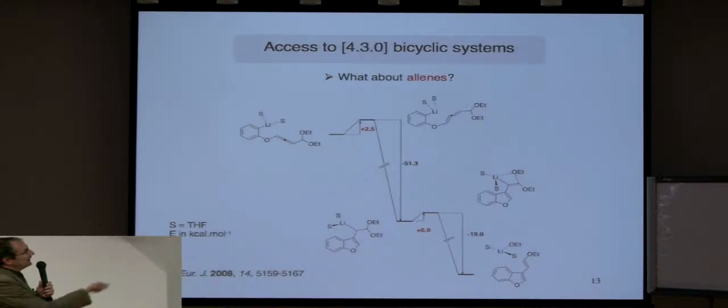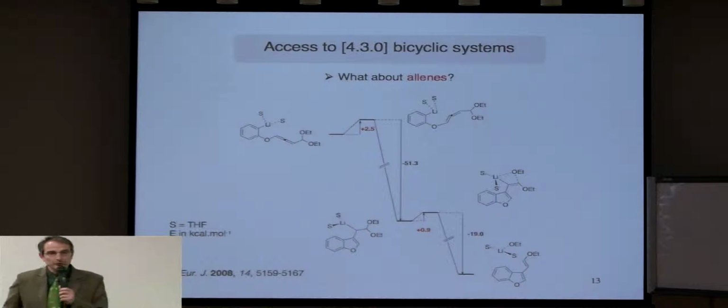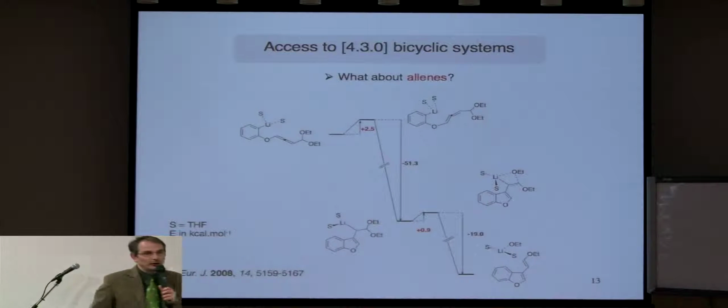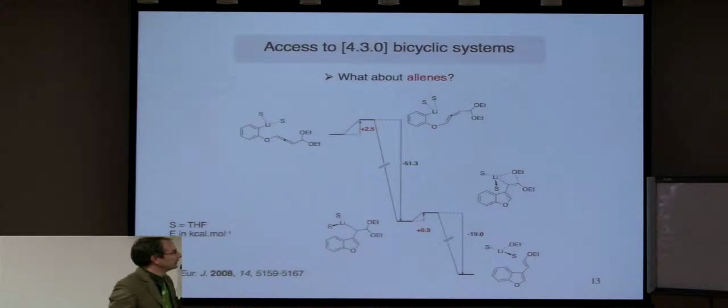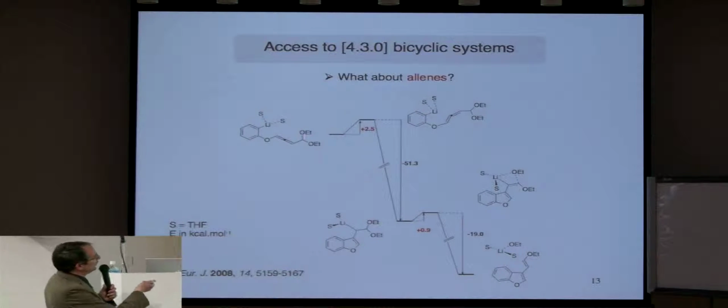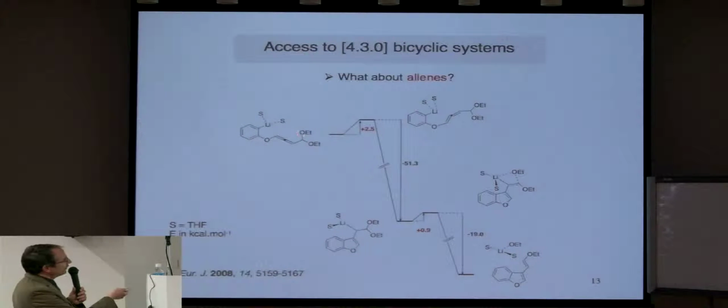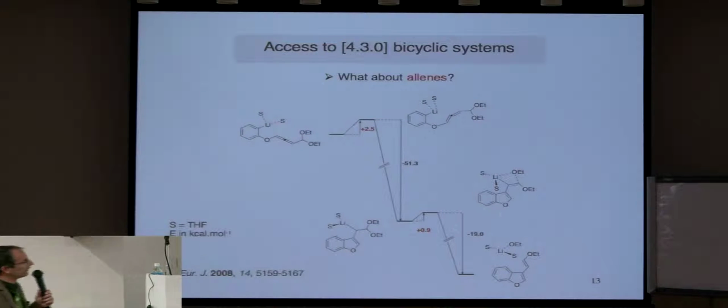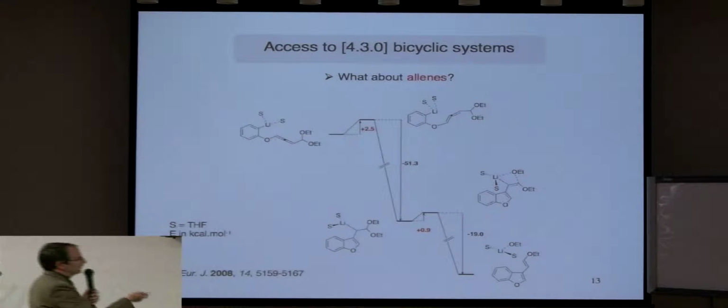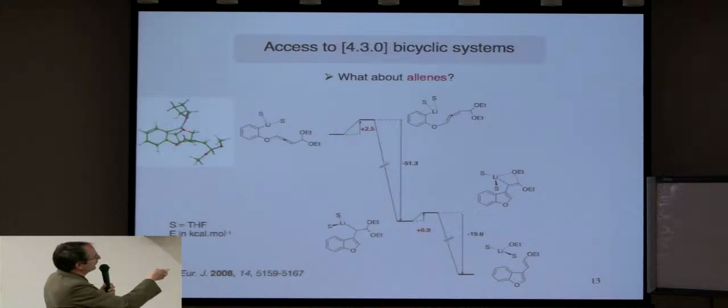What happens with allenes? Because you remember that allenes were very good also in this chemistry. Why do allenes function very well? It's just because if you look at the starting point, you will see that there is no possibility this time of chelation between the oxygen and the lithium. As you can see now, this is the starting point. You see this is the lithium. No interaction with the acetal. The acetal is very far away because of the linear aspect of the allene. Impossible to get an interaction.